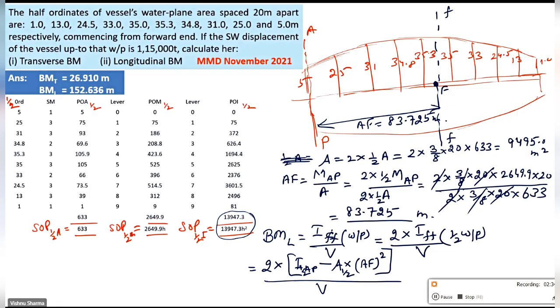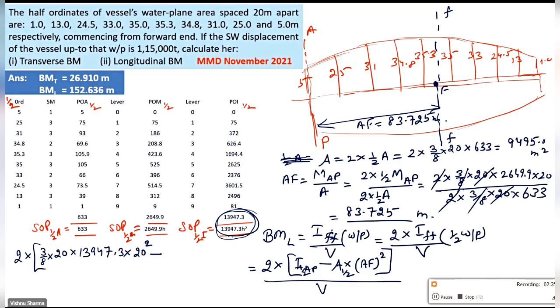So now we can close out the question. It's 2 into, why 2? Because we have taken for half the area. What is the moment of inertia about aft perpendicular for half area? It's 3 by 8 is rule 2. 20 is the common interval. And the inertia from the table here is 13947, into 0.3 into h square, 20 square. This is of half about AP, minus half area.